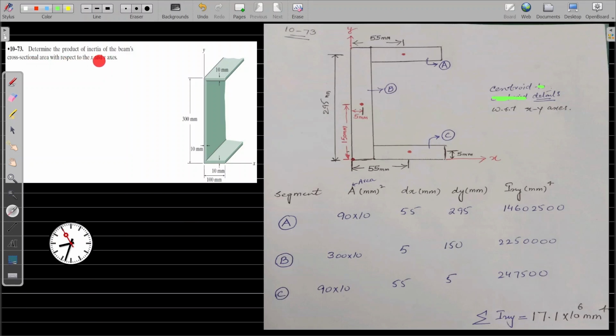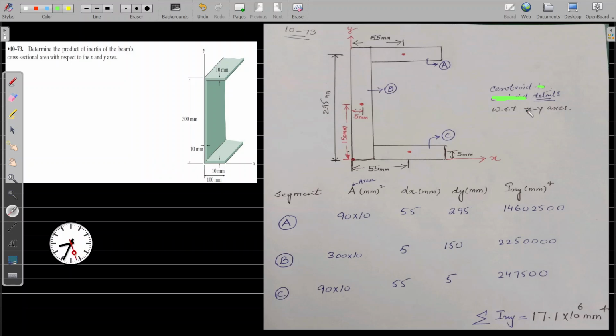So the problem at hand is that we have to calculate the product of inertia, or product moment of area, of the beam's cross-sectional area with respect to the x and y axes. This is a C channel beam, and this is our x-axis, starting from here and ending at this point. The y-axis starts from here and goes along. Note that this is positive x, from here negative x, this is positive y, and if you go down it is negative y. We have to calculate the product moment of area.